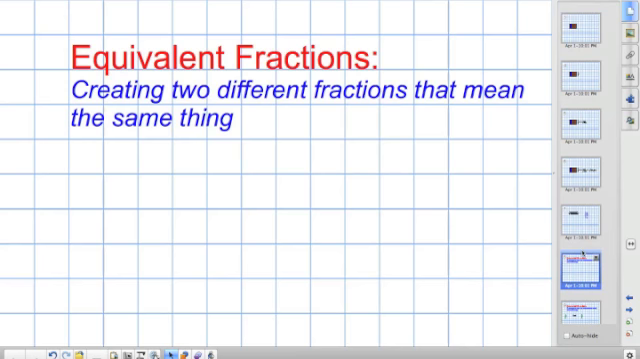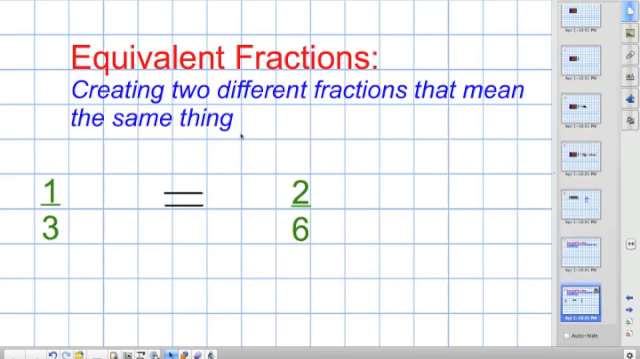The second part of today's lesson is talking about equivalent fractions, or creating two different fractions that mean the same thing. The fractions might have different numbers, but as we'll show, they'll be the same fractions and mean the same thing. 1 over 3 is the same as 2 over 6, and we can prove that.